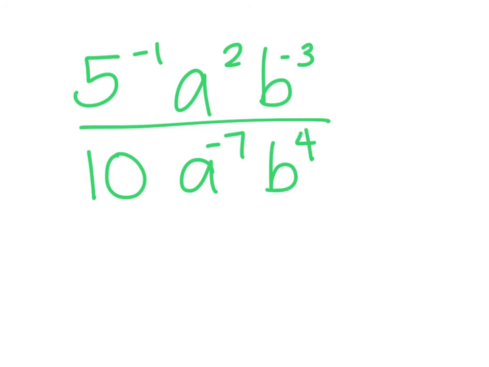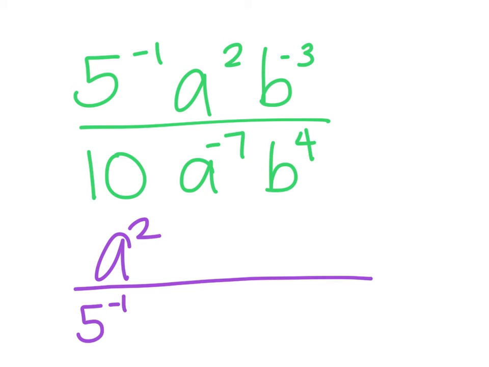So here's our last problem. We have 5 to the negative 1st, a to the 2nd, b to the negative 3rd on top, and 10, a to the negative 7th, b to the 4th on bottom. So I have some things that are unhappy, so let's just start with one at a time. The 5 to the negative 1st, because it's negative, it's unhappy, so I want to move it to the bottom. The a to the 2nd, it's happy because it's positive, so I want to leave it on top. The b to the negative 3rd, it's unhappy, so I want to move that one to the bottom, so it's going to be b to the positive 3rd.